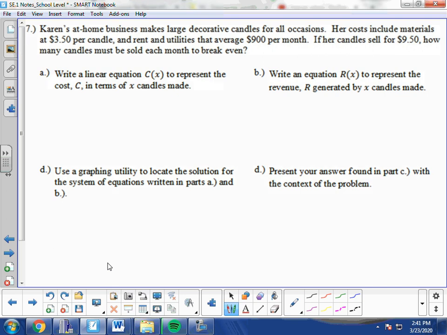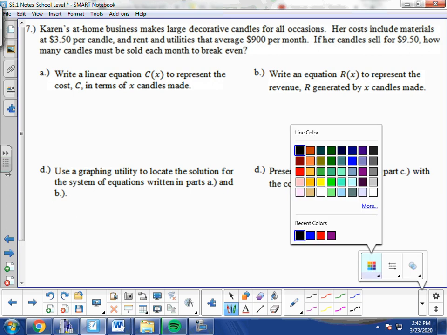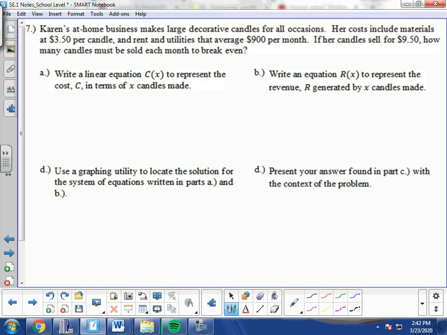Problem 7 says, Karen's at-home business makes large decorative candles for all occasions. Her costs include materials at $3.50 per candle and rent and utilities that average $900 per month. If her candles sell for $9.50, how many candles must be sold each month to break even? So it says, write a linear equation, C of x, to represent cost, C, in terms of x candles made.